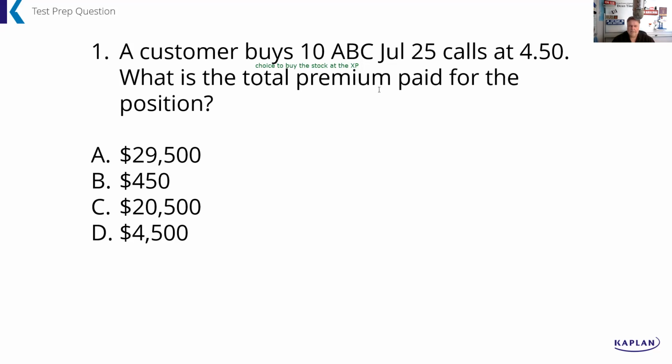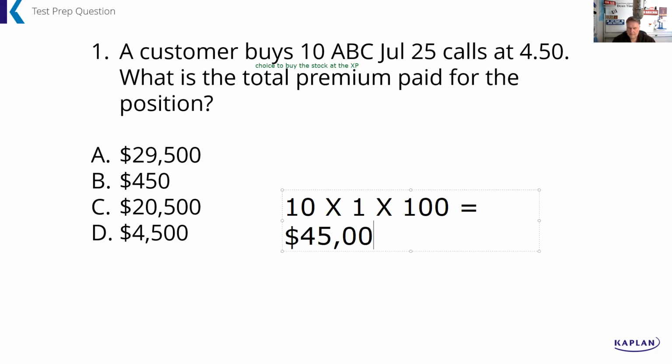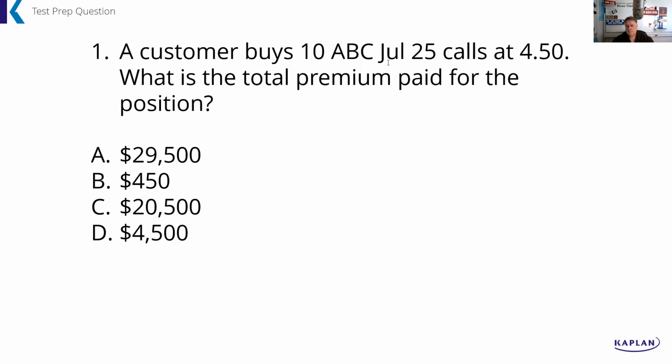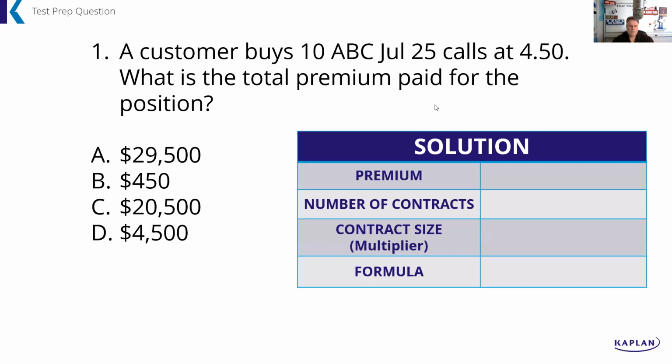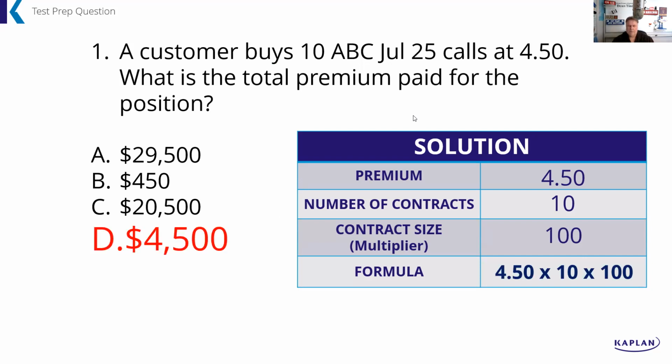And so the total premium I paid, let me get a bigger font here. I'm buying 10 contracts. So 10 contracts times one, because one contract times 100 equals $4,500. So that's what I'm paying for this position. And whenever I buy an option, that is my maximum risk. So if the stock is 25 or lower, the contracts are going to expire and I'm going to lose that money. That was an opening purchase. So there's our premium, our number of contracts, our multiplier, boom, there's $4,500.